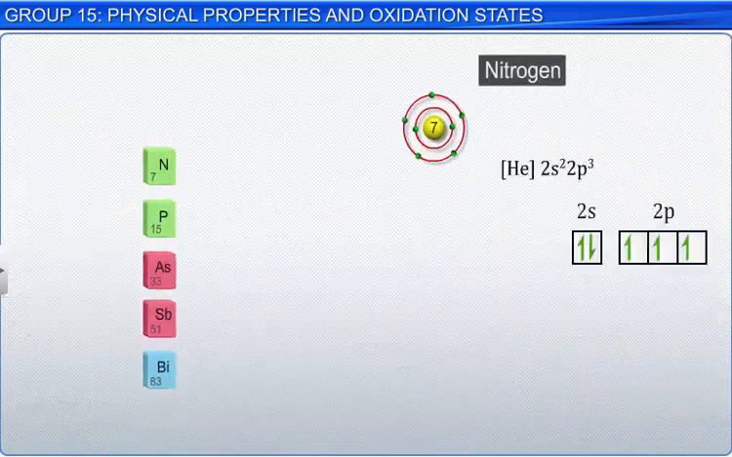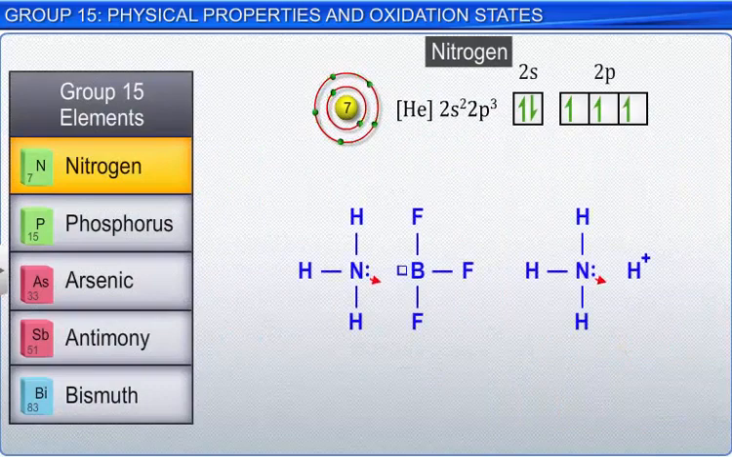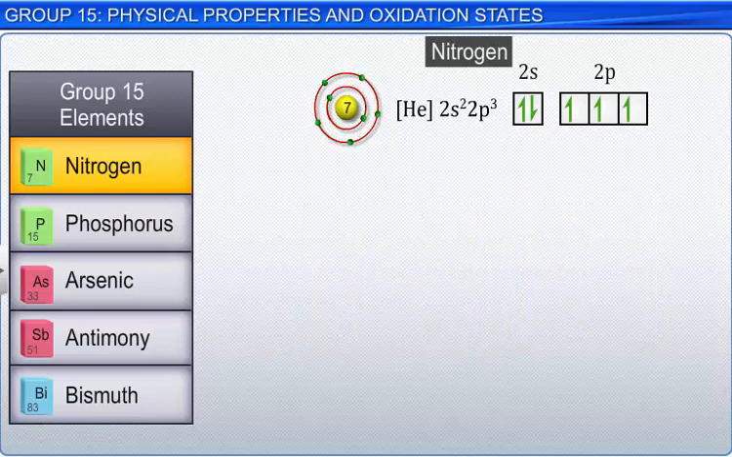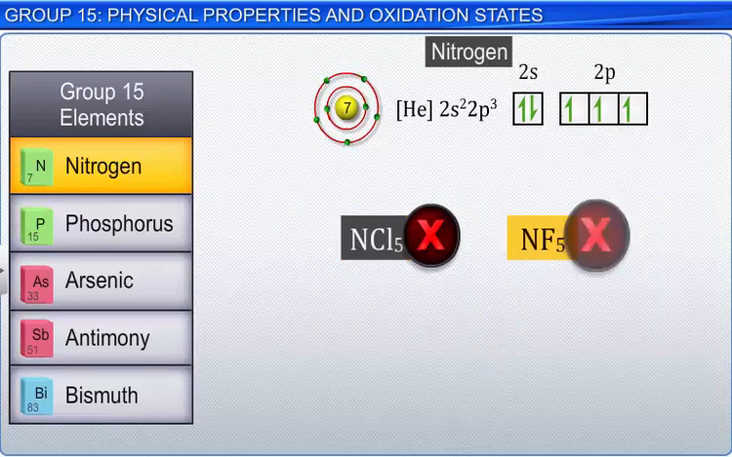A covalency of 4 is obtained by sharing its lone pair of electrons with another atom of a molecule or ion. Therefore, nitrogen cannot exhibit a covalency of more than 4. For the same reason, it doesn't form pentahalides like NCl5 or NF5.